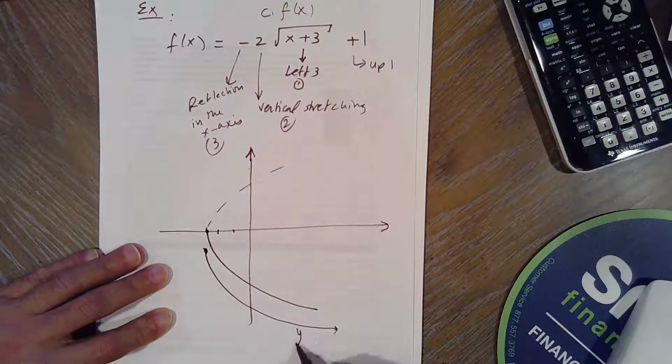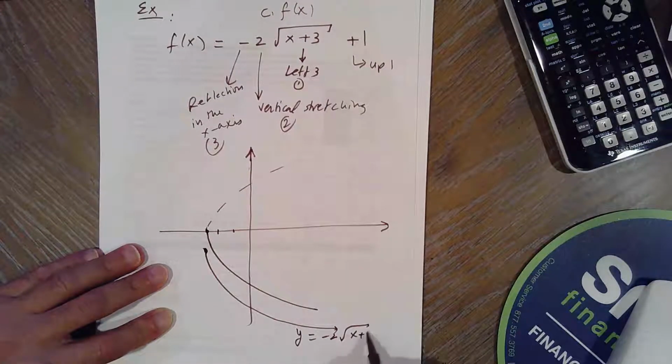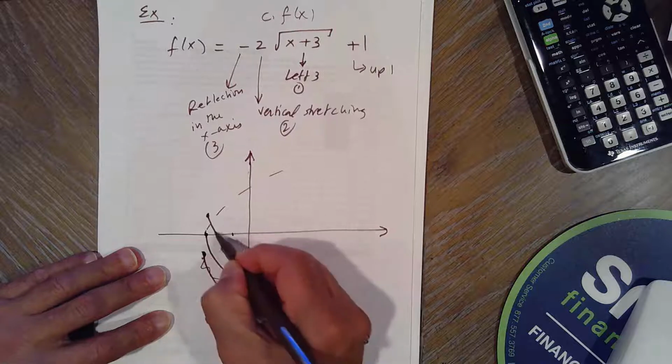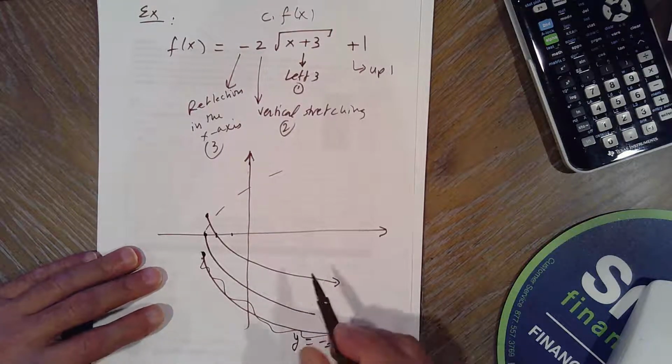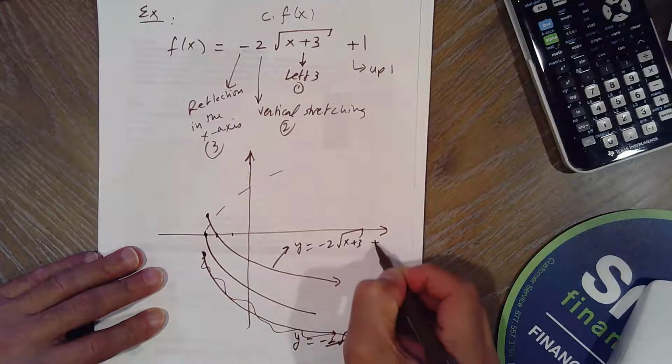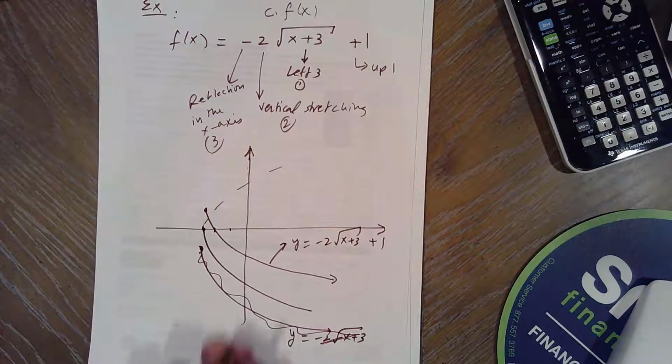So this would be the final outcome. Oh, I'm sorry, up 1. This would have been down 1, sorry. Yeah, so instead of being down here, it would be up there. So that would be your final outcome: negative 2 square root of x plus 3 plus 1. Okay, here's another example.